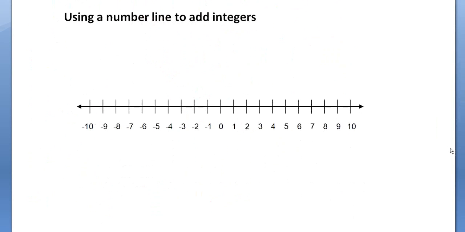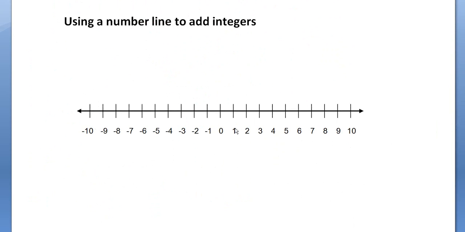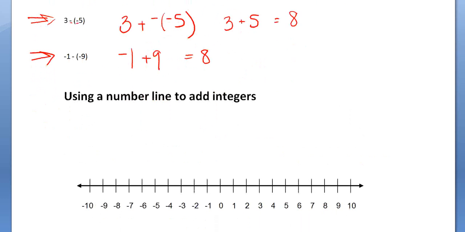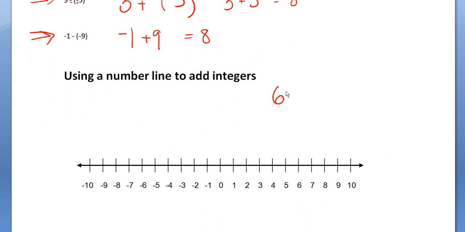Now let's use a number line to add integers. This is a really good way to visualize what's happening, and sometimes dealing with positives and negatives gets a little mixed up. So a number line is a really good way of dealing with it. So if I'm looking at our first problem right here, 6 subtract 2, but we changed it to 6 add negative 2.